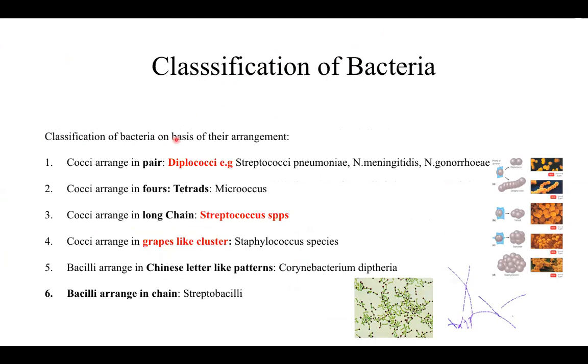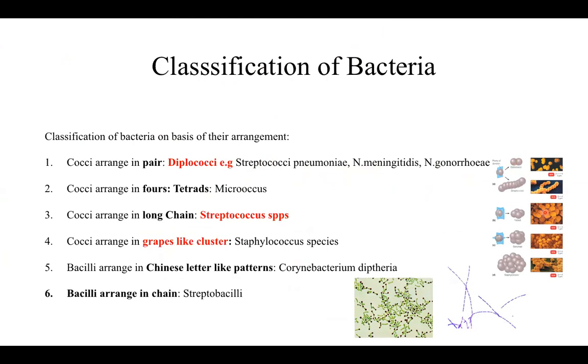Classification of bacteria based on their arrangement. Some of the bacteria appear in pairs. They are known as diplococci. Examples are Streptococcus pneumoniae, Neisseria meningitidis, and Neisseria gonorrhoeae.